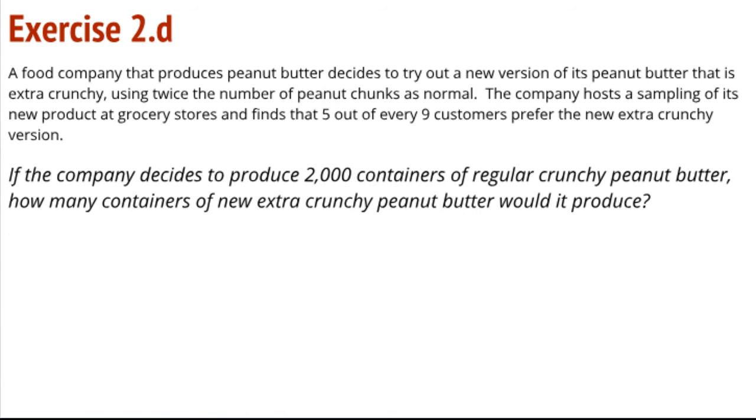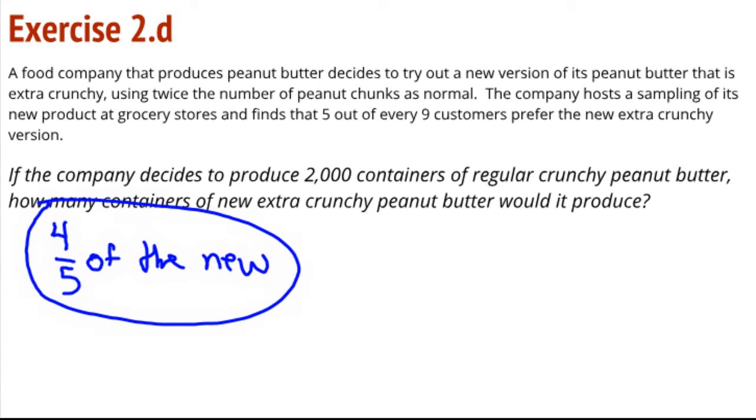All right, let's look at it a different way. So the company decides to produce 2,000 containers of regular crunchy peanut butter. How many containers of new extra crunchy peanut butter would it produce? Well, let's think about our ratios here. We know that the regular is 4/5 of the new. Remember, this was our fraction we came up with a couple problems ago. And we know that the new is 5/4 of the regular.